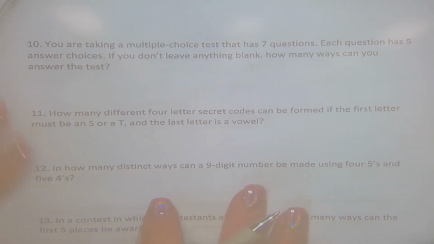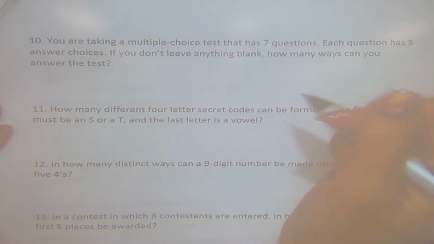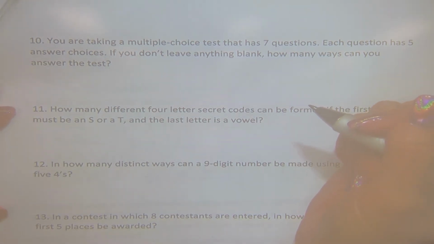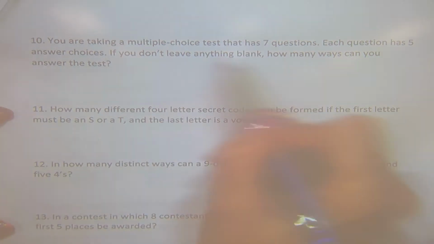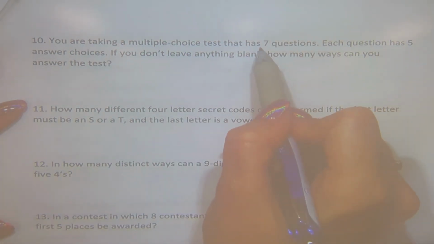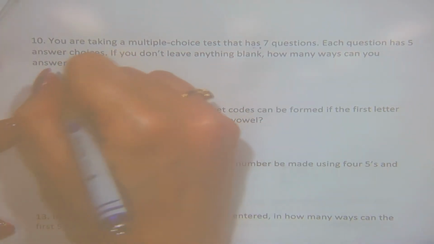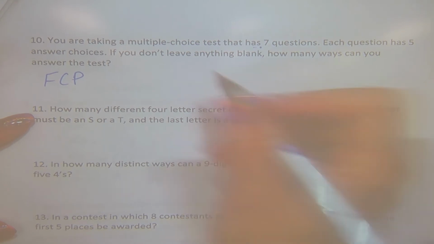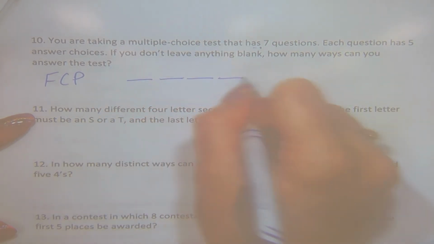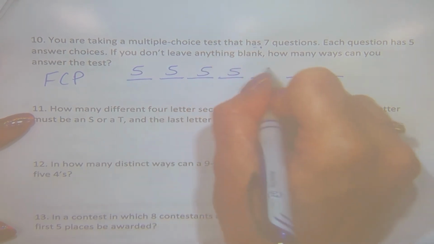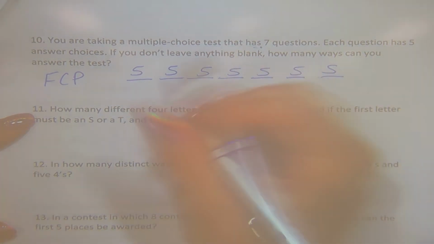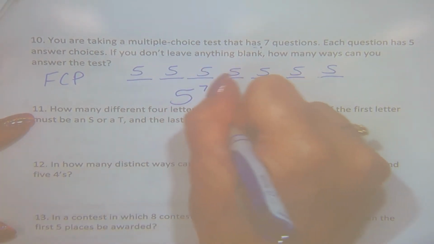Number 10. You're taking a multiple choice test. Each test has 7 questions. Each question has 5 answer blanks. Well, I've got 5 different options on each of those 7 questions. So I've got 7 sets of answers. Since I've got multiple sets, this is a fundamental counting principle. 7 questions. Each question has 5 options. So that works out to be 5 to the 7th power.